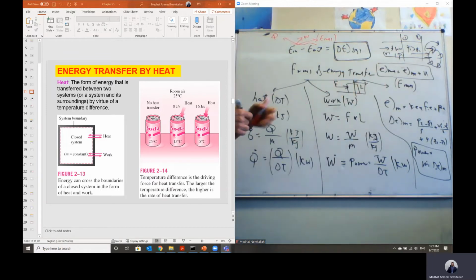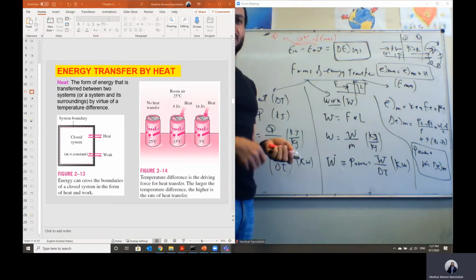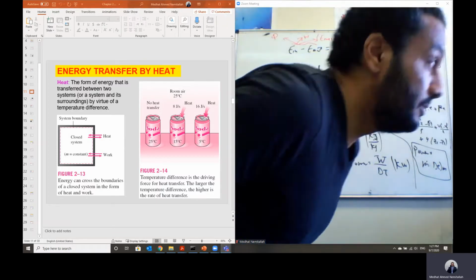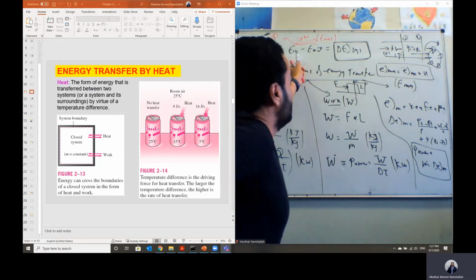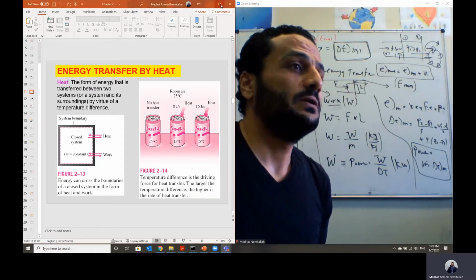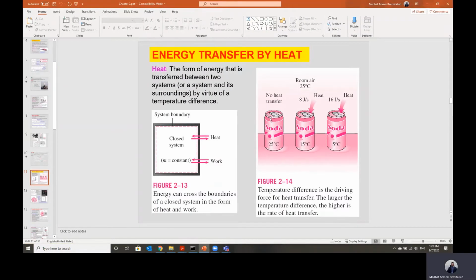And these are the forms of energy transfer that we are going to deal with when we apply the first law of thermodynamics: energy in minus energy out equals the change of energy of the system. Let's get back to the slide we have here. Let's talk first of all about heat.